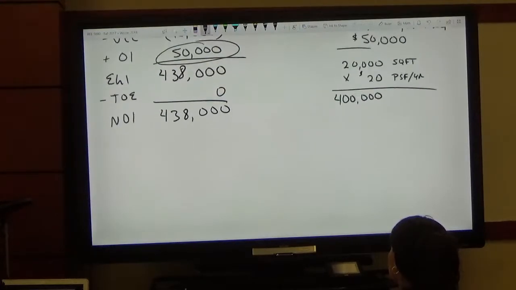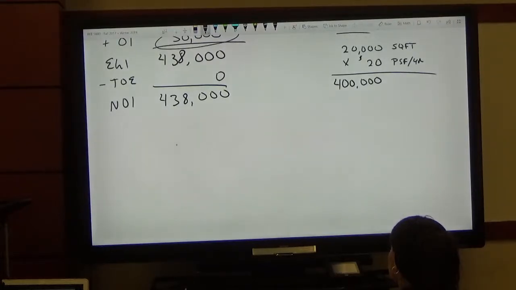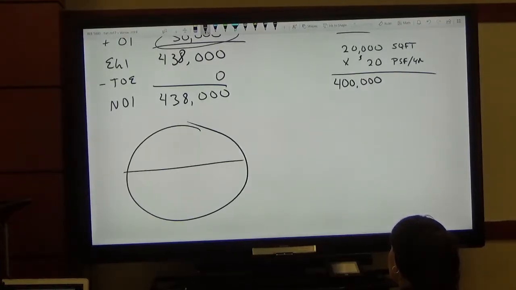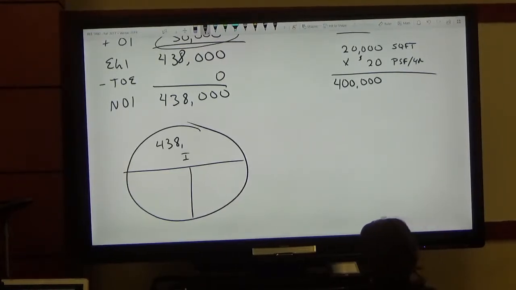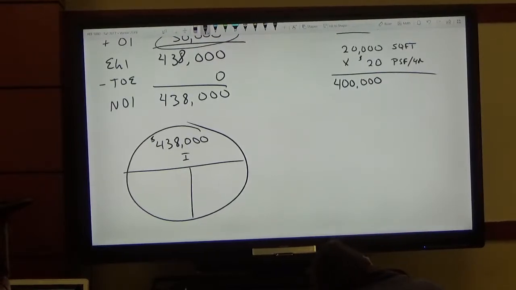Now, this actually brings up another point, which we're going to get to in a second. So we go back to IRV. We've got our income number here, $438,000 of annual income. Let's say that we've got a cap rate on this of, let's pick 7%. In this case, $438,000 divided by 7% would give us $6,257,143 as the value of this property. Pretty straightforward, yes?